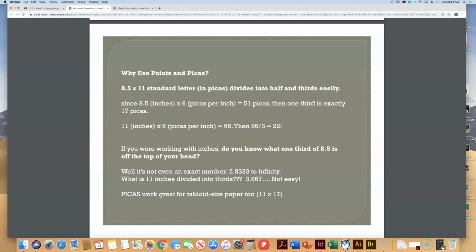There's 6 picas per inch, so it equals 51 picas total, and that does divide by 3 exactly, 17. So if we had our rulers in InDesign set up to be picas or points, if it was picas, we could go over 17, drag out a rule. Go over another 17, drag out a rule, and we have perfect thirds. Much easier than 2.83333333333.